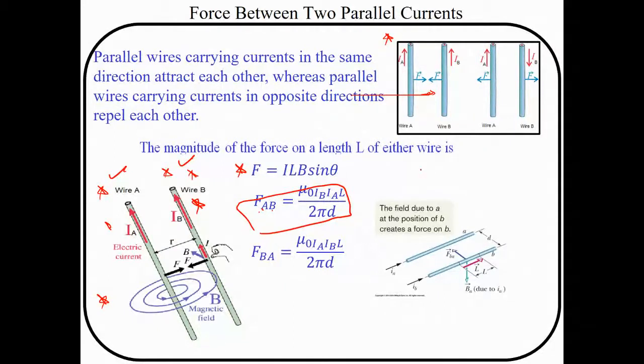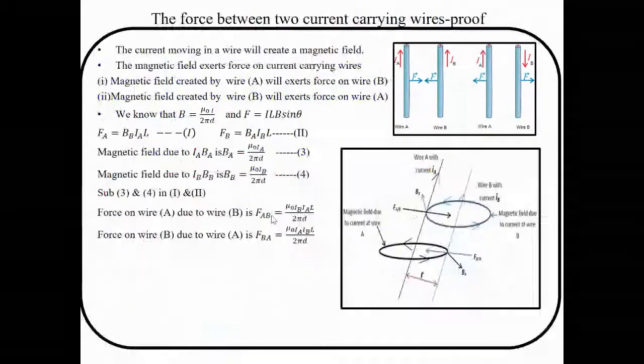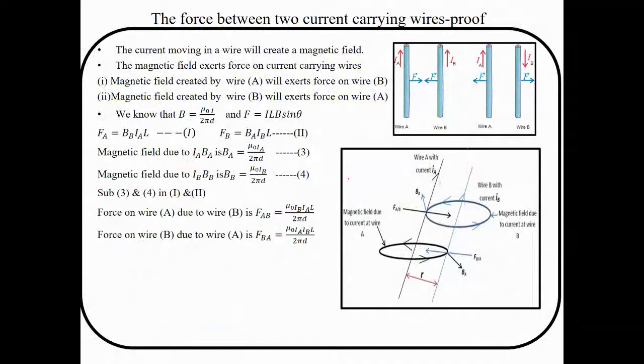That means when you have the same amount of current, your IA is exactly equal to IB. Suppose if you have different current, it will be different. So what's the proof of this equation? How did we get it? You have to see these two equations.